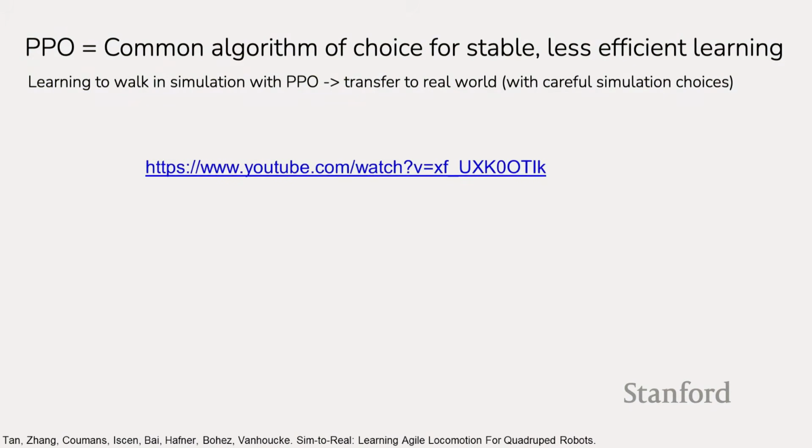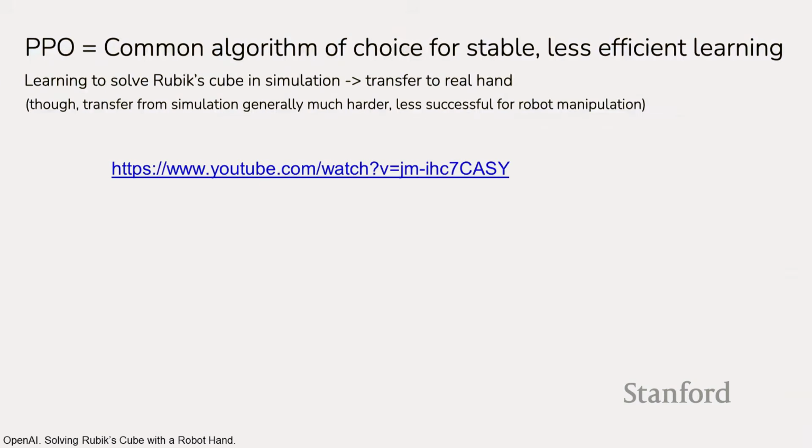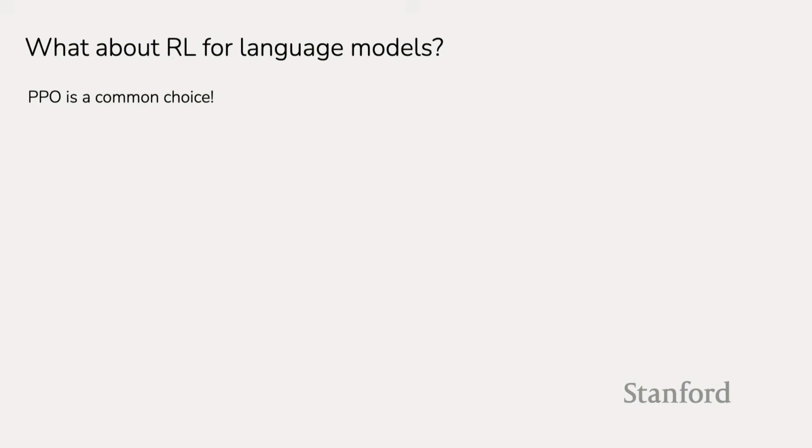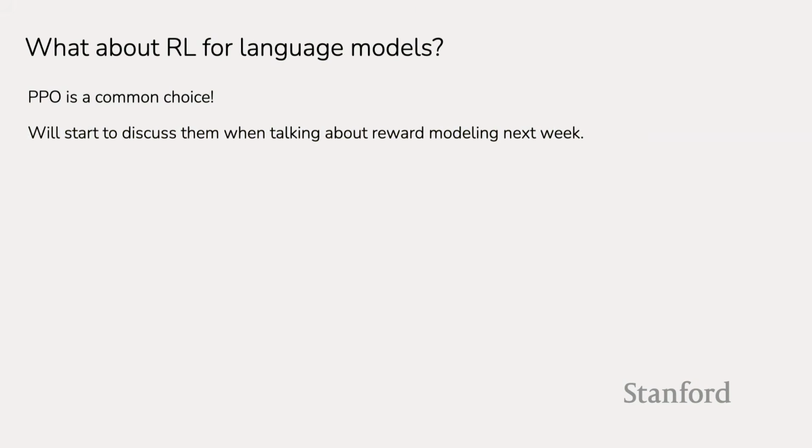And then PPO is a common algorithm that's used if you want really stable learning, but less data-efficient learning. And so if you're in simulation, for example, data is not a problem. You can collect tons and tons of data in simulation, and you can learn a policy in simulation. And then if you carefully tune your simulator, that policy might be able to transfer to the real world. There is also an example of, in general, for manipulation, sim to real transfer is a lot harder. We're learning how to do a Rubik's Cube that was trained in simulation. And after about 5 minutes of this rollout, you get a Rubik's Cube that has been completed. And that was with PPO. PPO is also a common choice for language models. We'll start to discuss them next week.